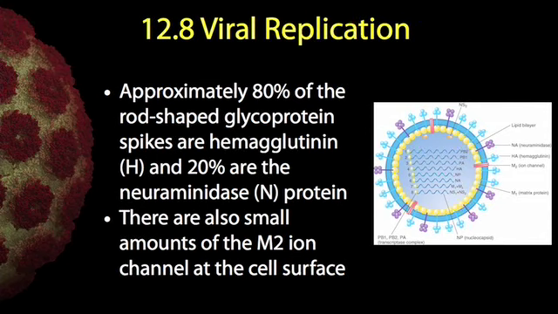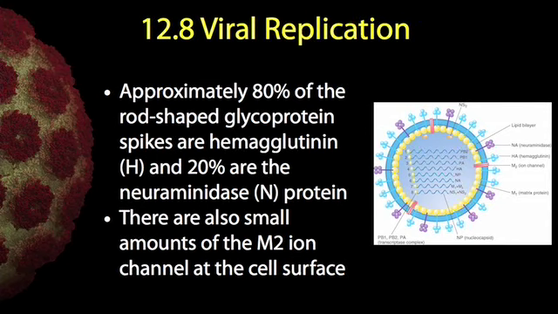The first is a molecule called hemagglutinin. That makes up about 80% of the viral surface proteins. And the hemagglutinin is also shortened to H, and you'll see that. The second protein is neuraminidase, or N, and they make up the bulk of the surface proteins. There's also a small amount of a protein called M2 on the surface. It's an ion channel. Okay?